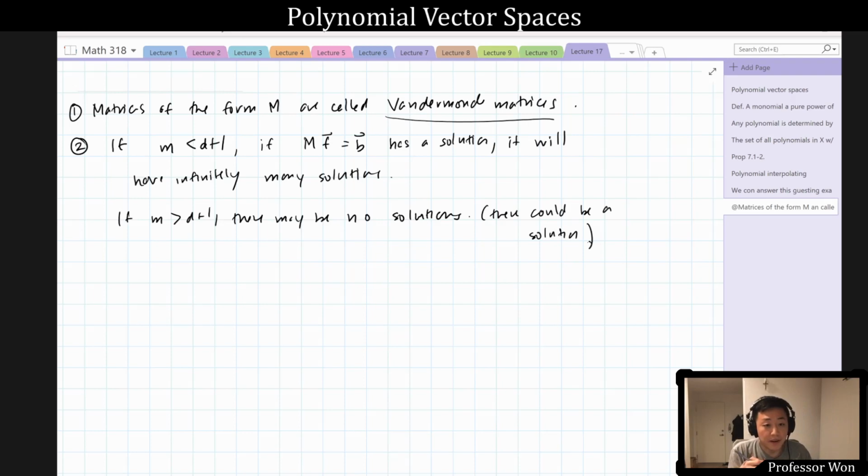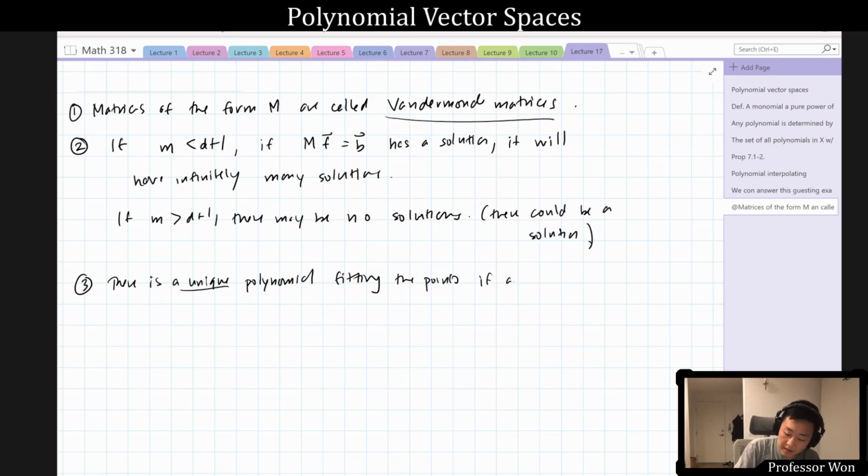Taking these things together, though, the only way that you can potentially have a unique solution is if M equals D plus 1, so M is a square matrix, and the solution is unique if and only if M is invertible, right? We learned this in 308. And so there is a unique polynomial fitting the points if and only if M is a square invertible matrix, or just an invertible matrix. Square is implied there.